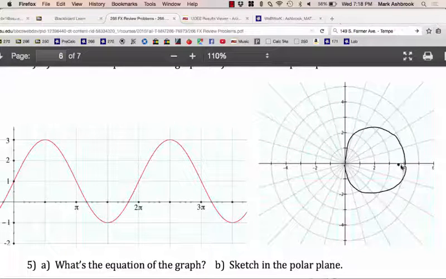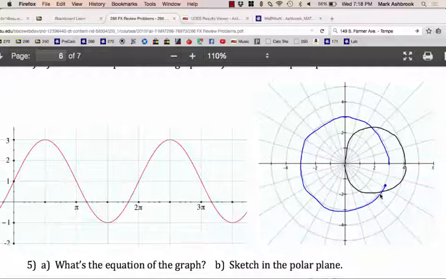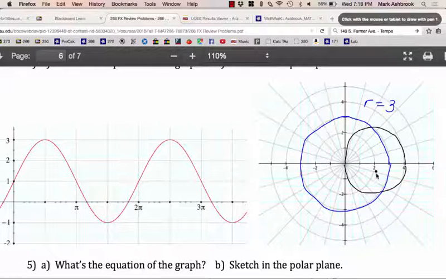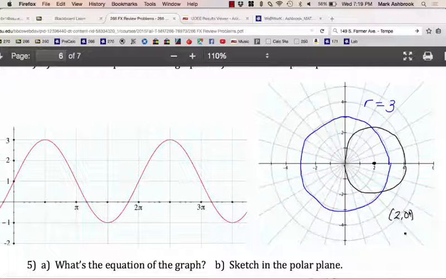One more quick note. What's the equation of the blue circle in polar coordinates? In polar coordinates, r equals 3. It's just, for every angle, r equals 3. Okay? And then for this one, it's similar to the example we did last time. Center 0, 2. Or center 2, 0. Radius 2.